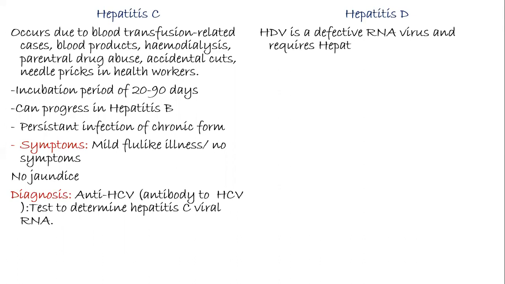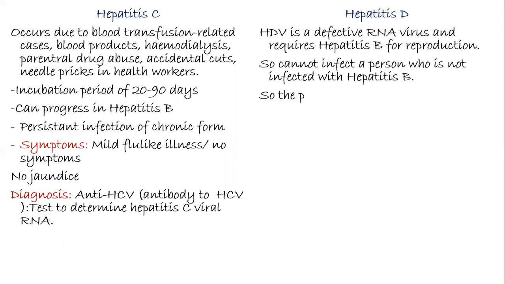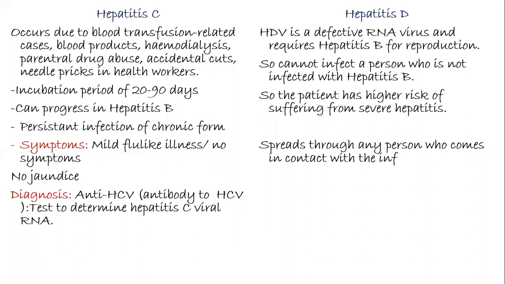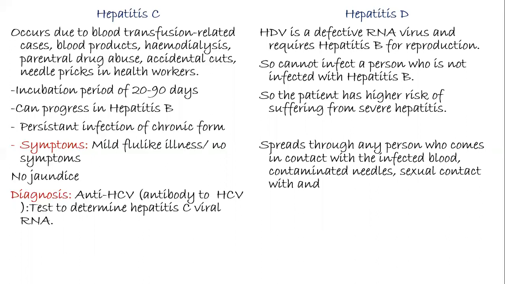Now what is hepatitis D? Hepatitis D is caused by the HDV virus, which is a defective RNA virus, and it basically requires hepatitis B for reproduction. So it cannot infect a person who is not infected with hepatitis B. So the patient has a higher risk of suffering from severe hepatitis. It spreads through contact with infected blood, contaminated needles, and sexual contact with HDV infected persons. The symptoms are more similar to HBV.